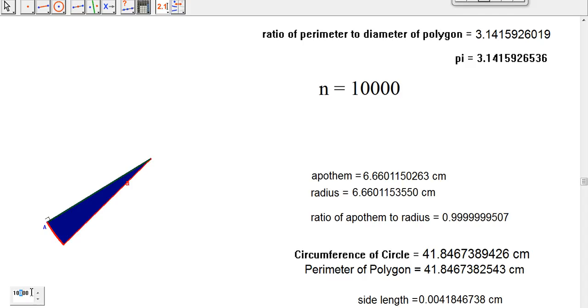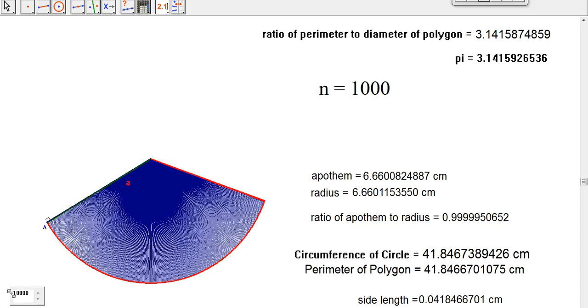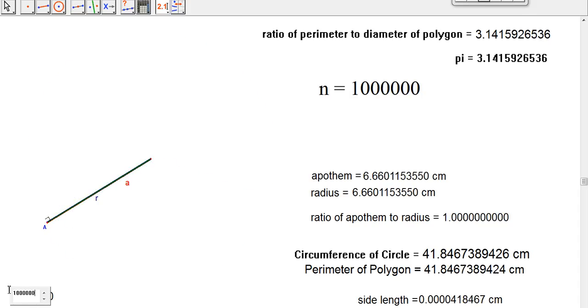In fact, I'm going to make a bigger jump here and just say, what if we had 1,000,000 sides on my polygon? Now, my figure, of course, doesn't work at all. But take a look here, and this is really the key. The ratio of the apothem to the radius to the nearest 10 billionth, you can count the digits if you want, is 1. In other words, they're the same. 10 digits, they're the same. In pi, the ratio of perimeter to diameter, the ratio of apothem to radius is 1.